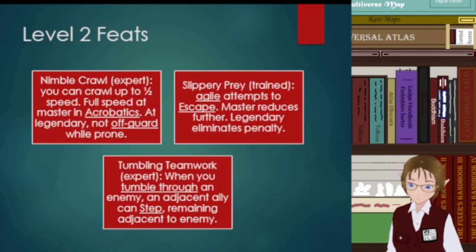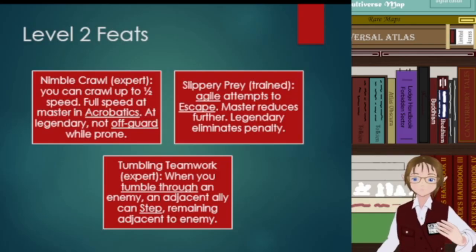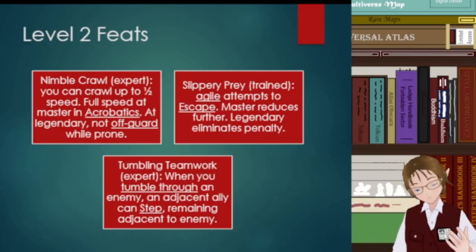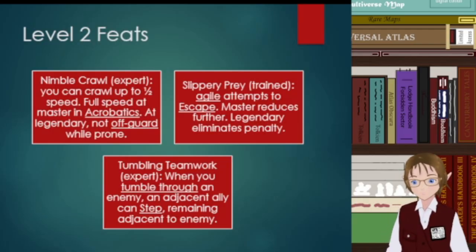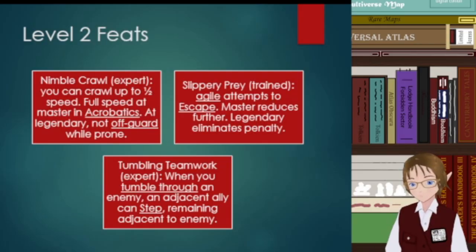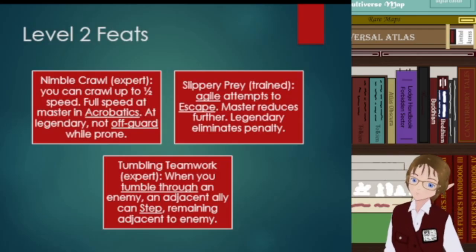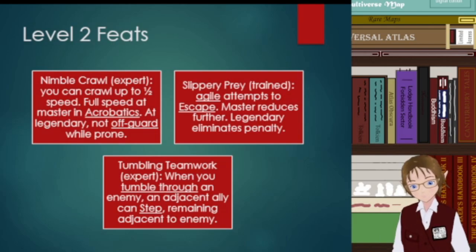The way Slippery Prey works is basically whenever you're trying to escape, which is a basic action that can be done with acrobatics or athletics, that's basically just trying to get out of whatever bond you've been put in, whether that's a pair of manacles, a rope tied around your wrist, or something more exotic, then your attempts are agile. Escape is an attack action, and using it applies multiple attack penalty, which means it's also affected by multiple attack penalty.